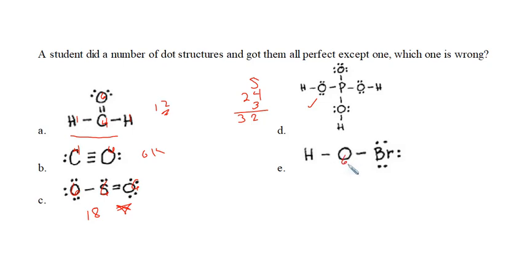Here, let's see. So oxygen has 6, bromine has 7, hydrogen has 1. We should see a total here of 14. So here we go. 2, 4, 6, 8, 10. So this is wrong. Obviously, this oxygen needs a couple of pairs right here. So here is our one that's wrong. Answer is E.